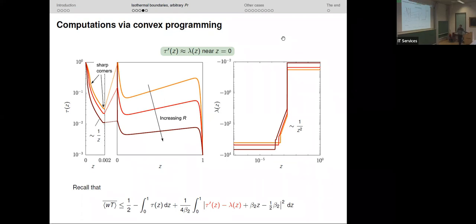And so the challenge for the analysis is to try and replicate this behavior analytically and estimate the various terms so that we can win and find an upper bound on the mean vertical heat transport that approaches a half from below. So this lambda, the question is, what is the lambda? This lambda is a Lagrange multiplier for the minimum principle on the temperature, right?